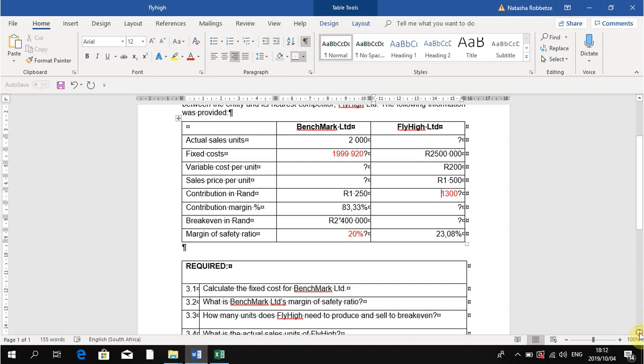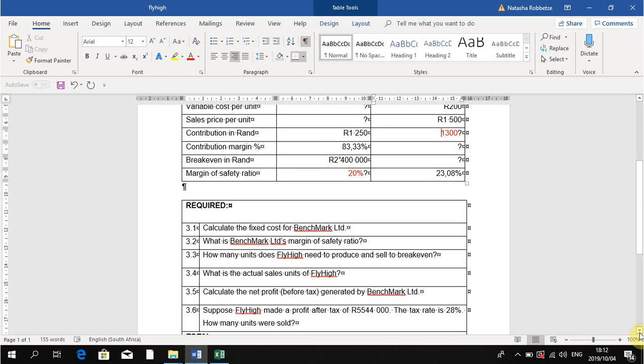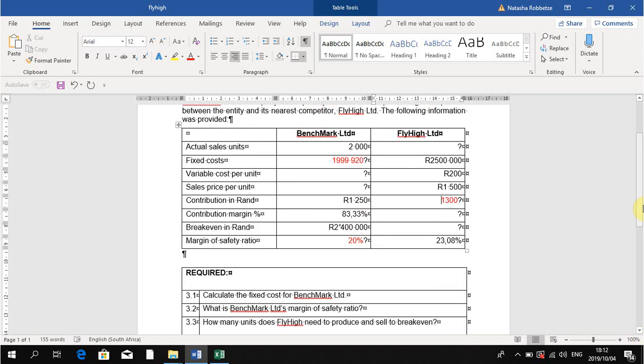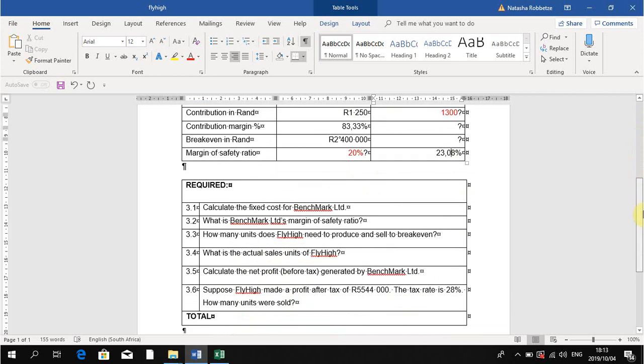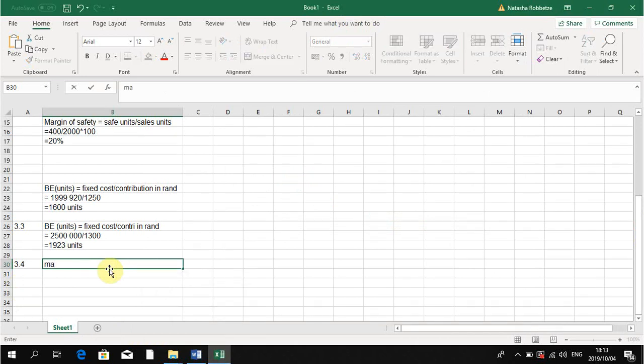In 3.4, they ask us, what is the actual sales units for FlyHigh? If I look at the information given that relate to FlyHigh, the only possible information that can relate to actual units is the margin of safety, because the margin of safety is our safe units divided by the actual units times 100. So this is definitely the formula that I will have to use to solve this calculation. So margin of safety, again, is your safe units divided by your actual units, and we times it by 100.